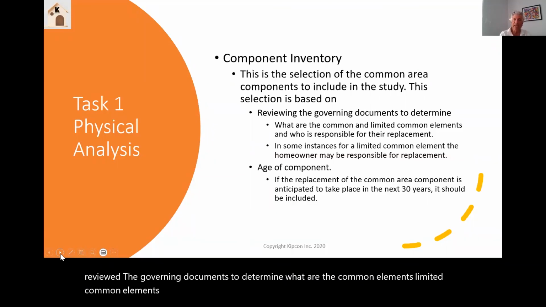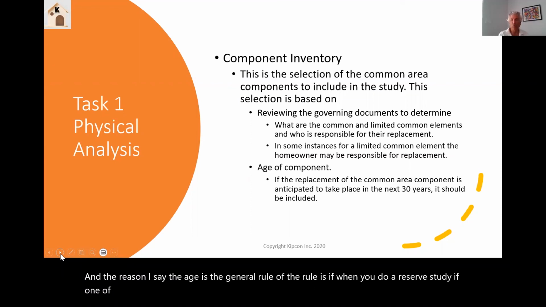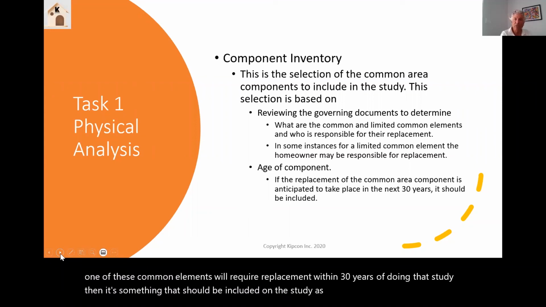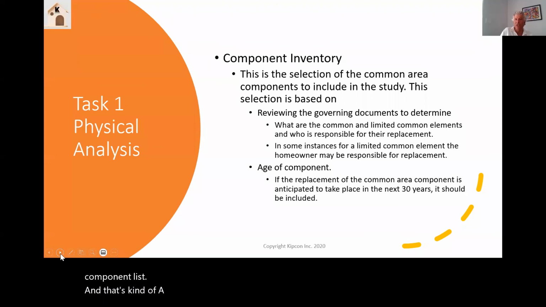The second thing is the age of the component. The reason I say the age is that the general rule is, when you do a reserve study, if one of these common elements will require replacement within 30 years of doing that study, then it should be included in the study as a component. But if it has a useful life of more than 30 years, it doesn't need to be included on the component list. That's kind of a national standard guideline, this 30 years.